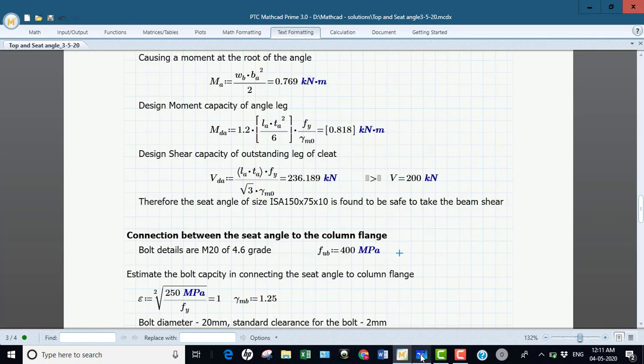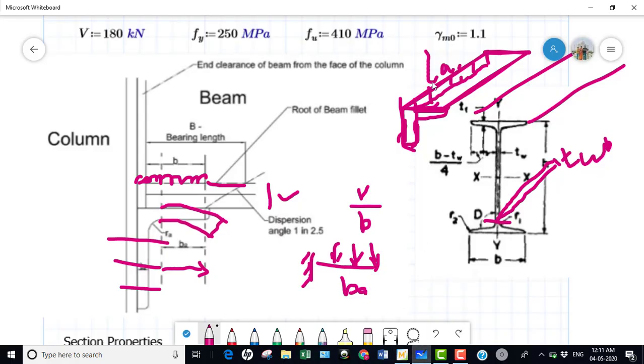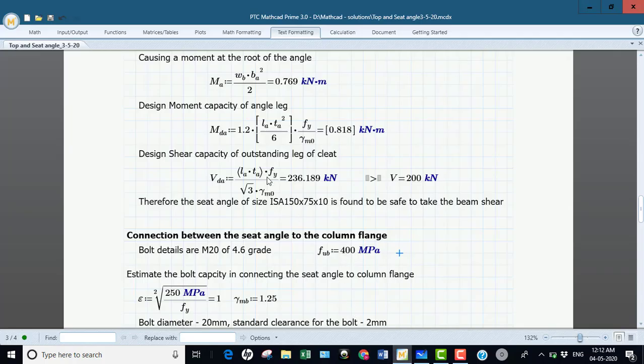As I have explained here, the seat angle area is nothing but length into area of cross section. So this is like a rectangle. My section modulus is nothing but 1/6 into breadth into thickness square. With this understanding, I calculate the elastic section modulus. I'll take the elastic moment capacity for this connection, because this area is very small.